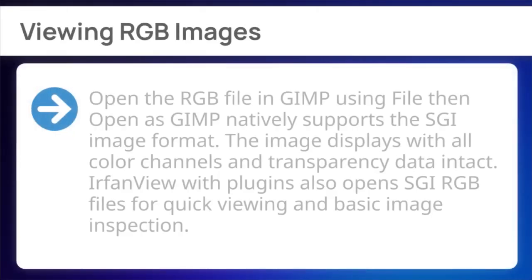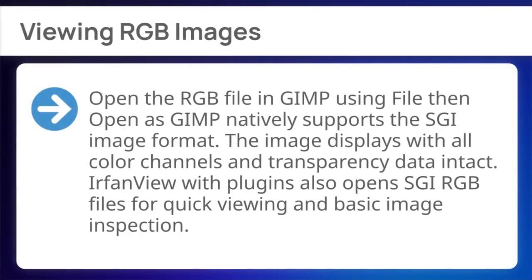First, viewing RGB images. Open the RGB file in GIMP using File, then Open, as GIMP natively supports the SGI image format. The image displays with all color channels and transparency data intact. IrfanView with plugins also opens SGI RGB files for quick viewing and basic image inspection.